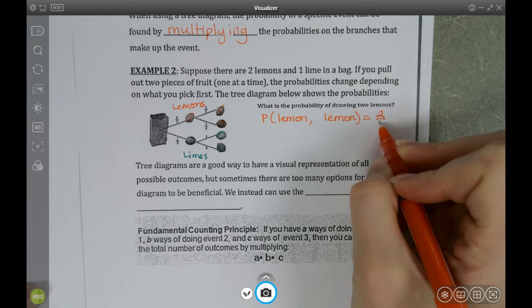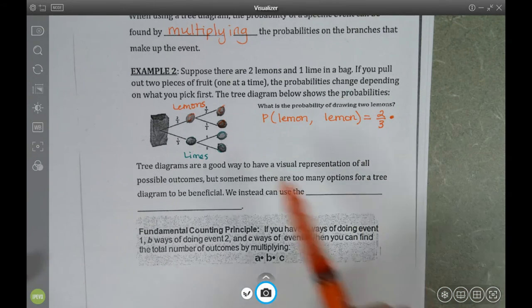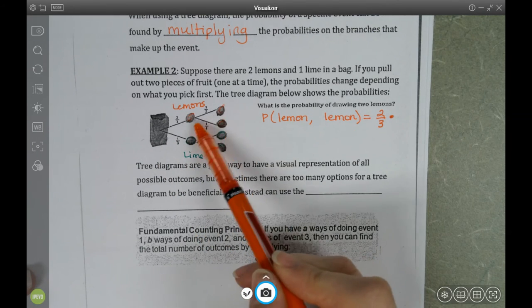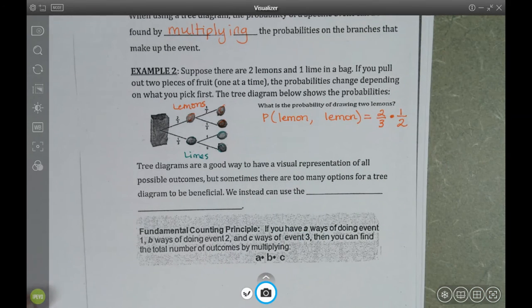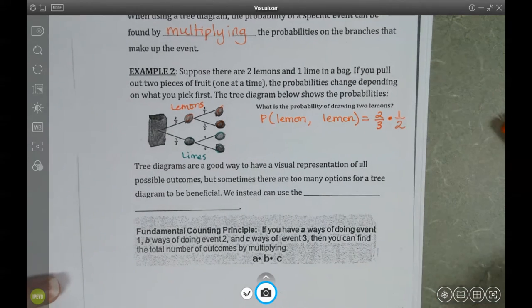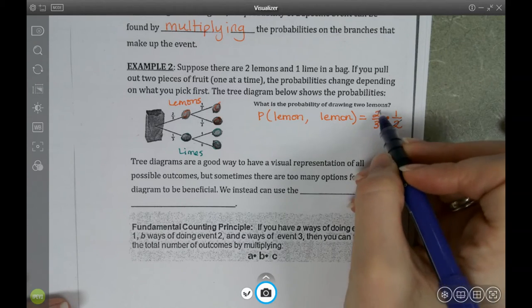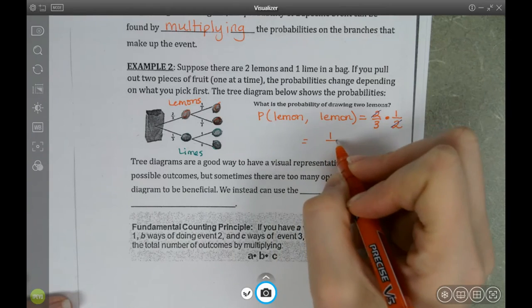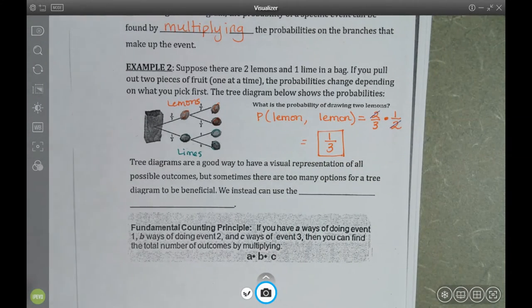So 2 out of 3 for the first one, times the probability that the next one is a lemon is 1/2. So 2/3 times 1/2. Remember when we simplified these the other day? You have a 2 in the top and a 2 in the bottom, they can cancel. So the probability of drawing 2 lemons is 1/3.